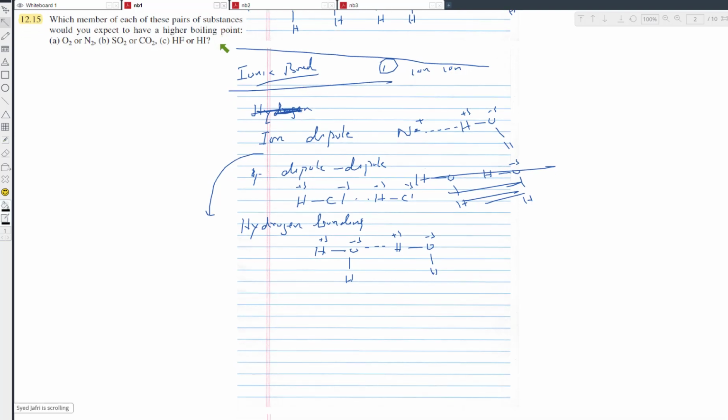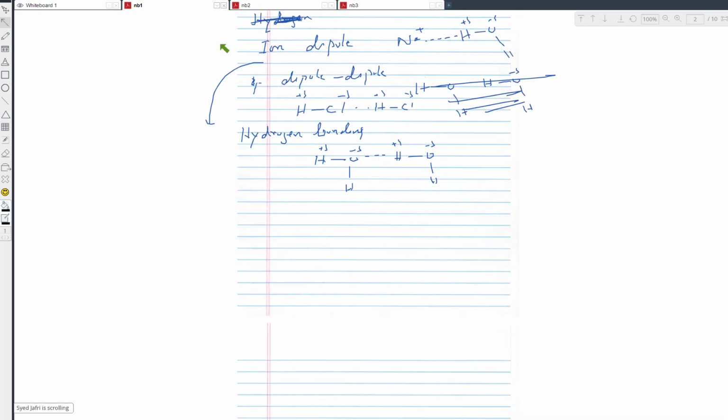So hydrogen bonding is stronger than dipole-dipole interaction. I am giving third number to this one, and dipole-dipole comes after that. And now the next one is called London dispersion forces. Remember, London dispersion forces are present in all of them, whether polar molecule or non-polar molecule, every molecule has London dispersion forces.